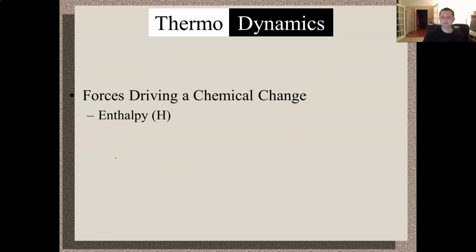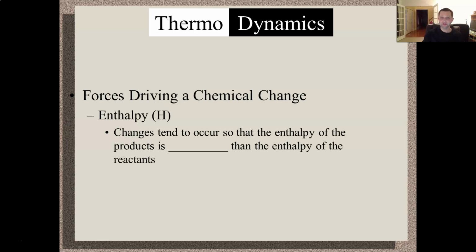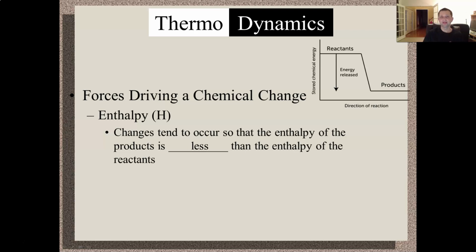There are various forces that drive a chemical reaction or a chemical change. The first law of thermodynamics has to do with enthalpy, which is delta H, and that's energy. So a change tends to occur so that the enthalpy of your final product is less than the enthalpy of your reactants. We're going to look at these potential energy curves a little bit more in the kinetics unit that we do.